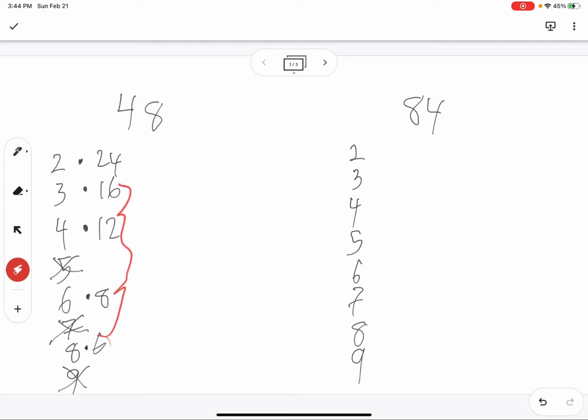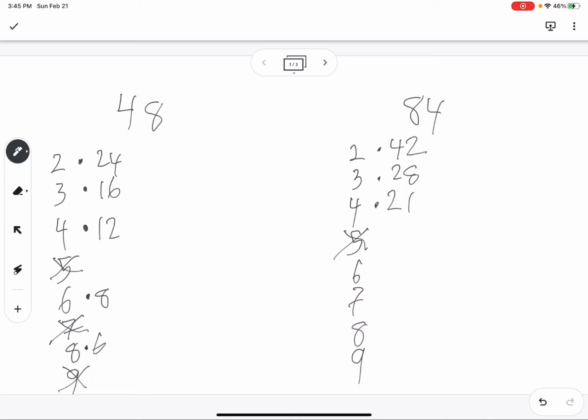So look at all these factors we pulled out of 48. What that means is that if you multiply these together, you're going to get 48. And if you multiply this together, you're going to get 48. So let's do the next one. We're looking at 84. 84 divided by 2 equals 42. That's a whole number, so I'm writing it down. 84 divided by 3 equals 28. 84 divided by 4 equals 21. 84 divided by 5 equals 16.8. That is a decimal, so I'm going to cross that out.